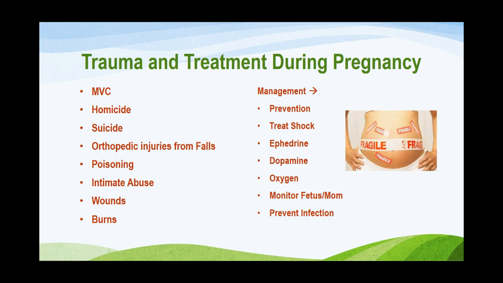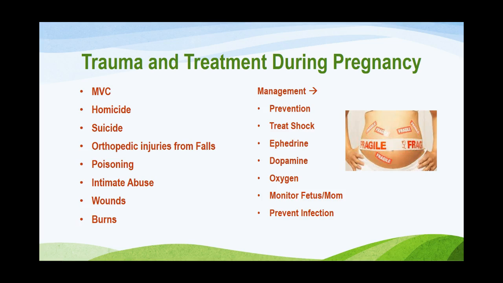Poisonings can happen from over-the-counter medications. Poisonings can happen from different types of environmental exposures, or from substance abuse. So you might see overdoses. Intimate partner abuse can also have an outcome of blunt force trauma to the abdomen. And then, of course, wounds and burns are self-explanatory.